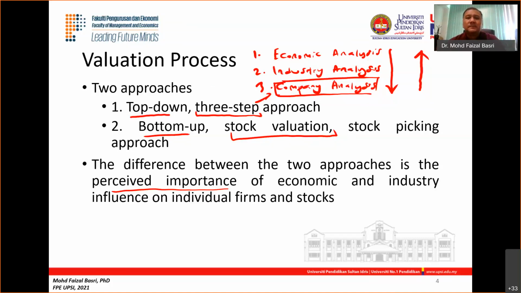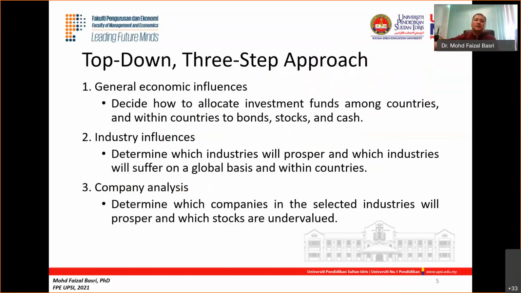So basically, when we talk about economic and industry analysis, this is actually to cater for the top-down approach only. Because for bottom-up, like I said, we just do company analysis, which is topic number 5 alone. So I'm going to simplify or summarize what is meant by the top-down, three-step approach.